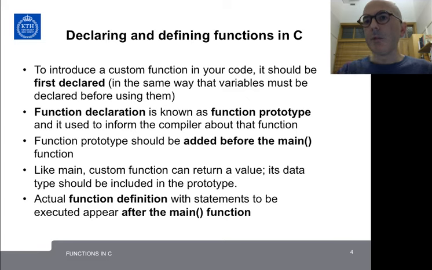In a C code, there are two steps we need to carry out to use a function. We need first to declare them and then to define them. In the same way we declare variables before using them, functions should be first declared. Function declaration is known as function prototype. Function prototypes are used to inform the compiler about that function. Function prototypes should be added before the main function.